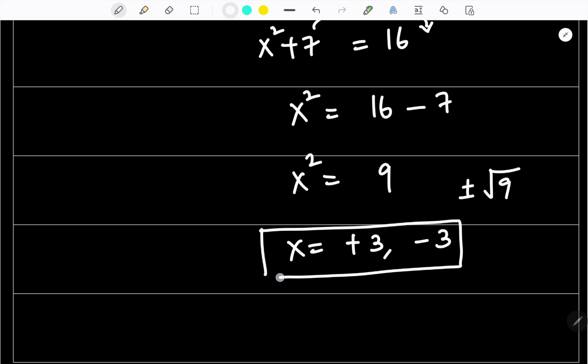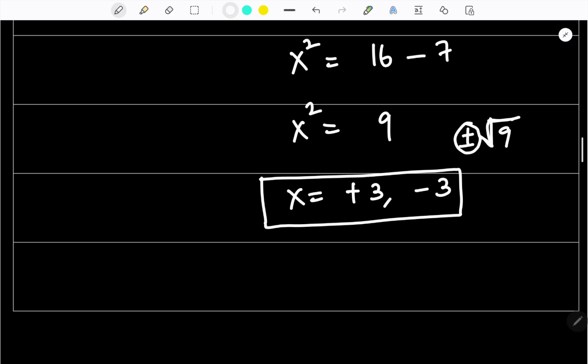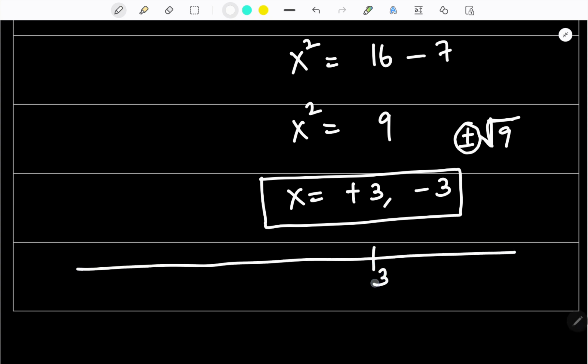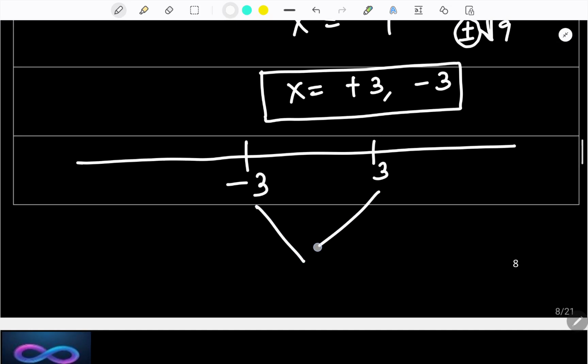Okay, right. Okay, teacher, why plus 3 minus 3? Because always square root of a number has what? Plus or minus, right? What is the question? What is the idea from this? The idea is, look here. This is the point 3 and this is a point minus 3. These 2 points are what? Discontinuous points. These 2 points are discontinuous points.